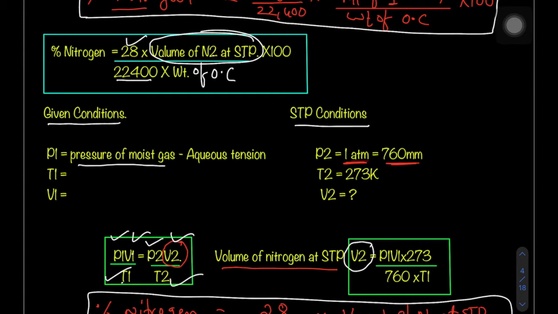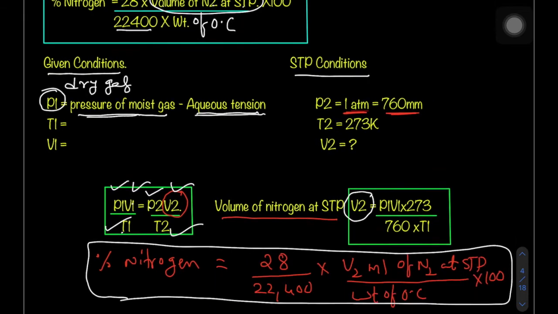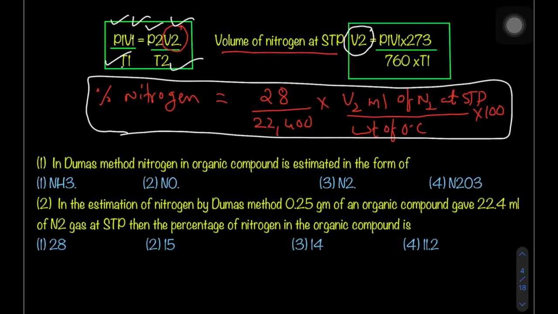Now the important thing here: the total pressure will be given to you and the aqueous tension will also be given to you. So total pressure minus aqueous tension will be the pressure of the dry gas only. Pressure of which gas only? Dry gas only. Now come to some problems based on the Dumas method.